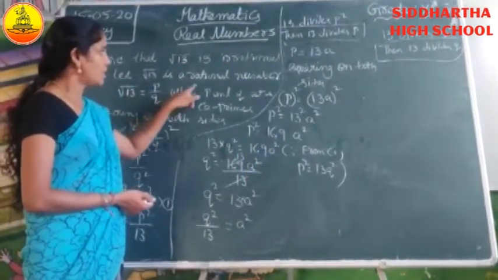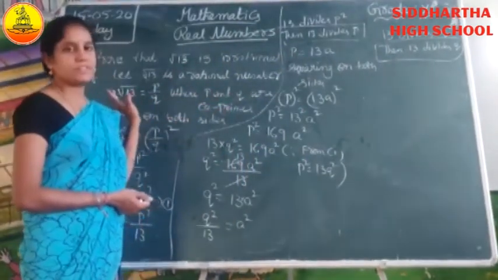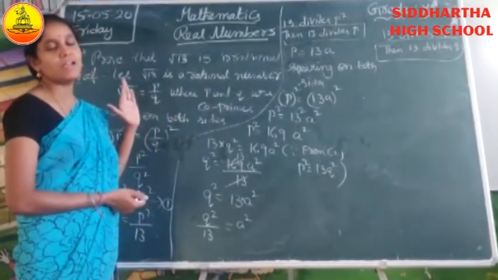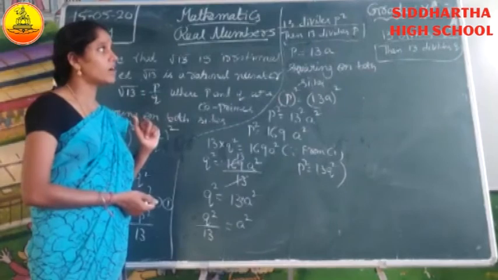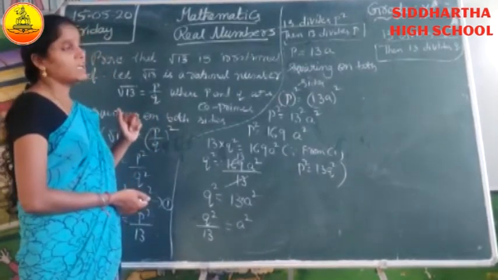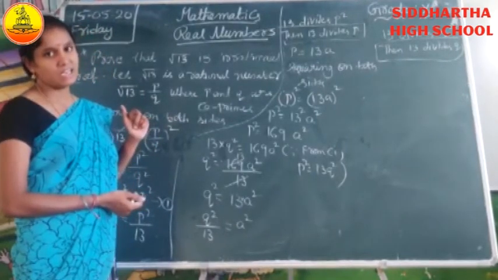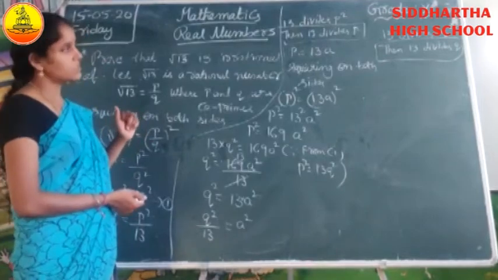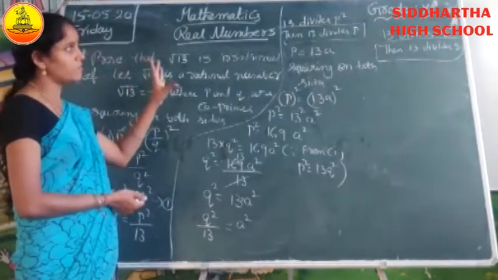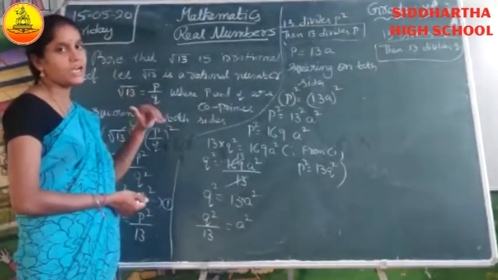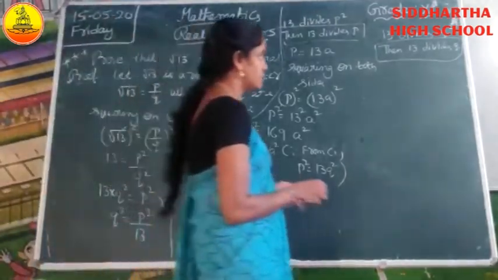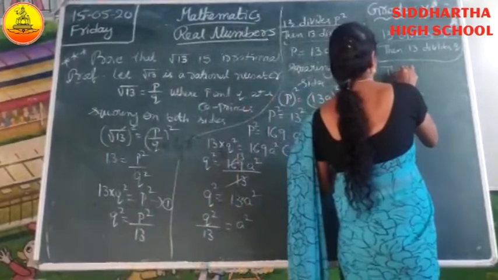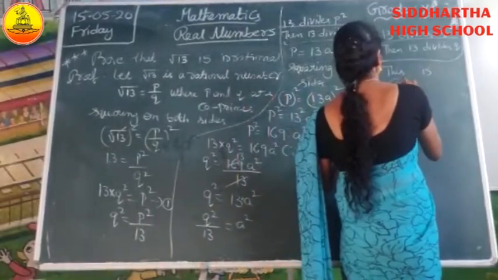But what I told, p and q are co-primes. If they are co-primes, they should not be divisible in any table other than 1. But what we got, p is divisible in the 13 table and q is also divisible in the 13 table. So this is a contradiction.